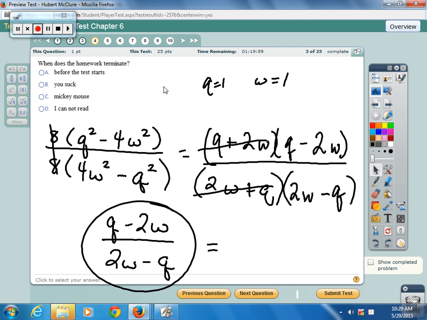When does the homework terminate? When should it terminate? Before the test starts. But I don't do that usually, but that's the answer.